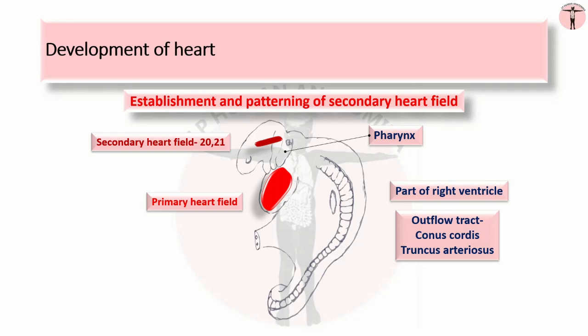Cells in the secondary heart field also exhibit laterality like that of the primary heart field. The cells on the right side contribute to the left of the outflow tract region, and the cells on the left side contribute to the right of the outflow tract. This explains the spiraling nature of the pulmonary artery and aorta and ensures that the aorta exits from the left ventricle and the pulmonary artery from the right ventricle.